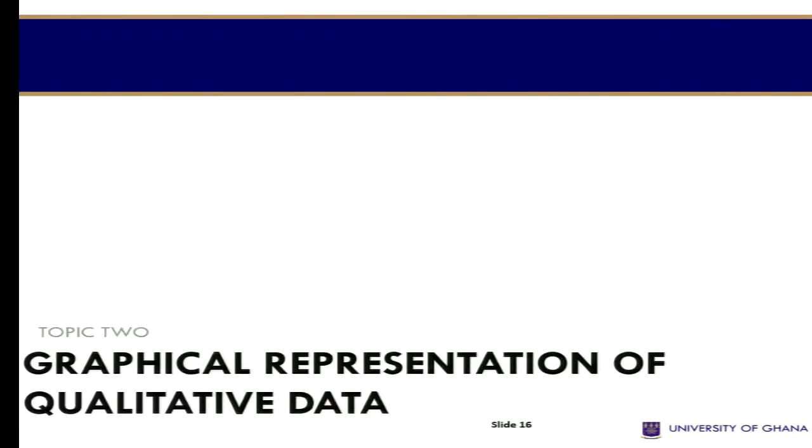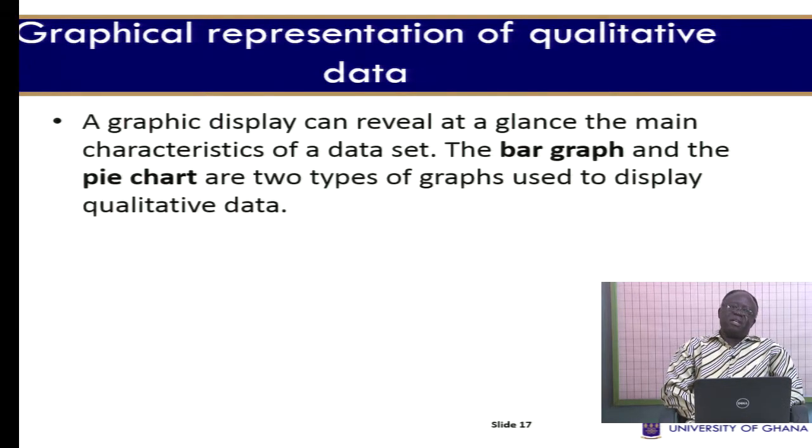Now, let's go to topic 2, graphical representation of qualitative data. What we have done can be represented graphically. So let us see a few examples of these graphical representations we are talking about. A graphic display can reveal at a glance the main characteristics of a data set. Instead of having the tables, if you have the graph, you can see at a glance the whole picture. The bar graph and the pie chart are two types of graphs used to display qualitative data. I hope you have an idea about these already. If not, let's see what they are.